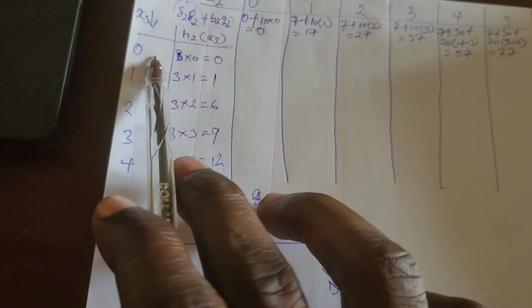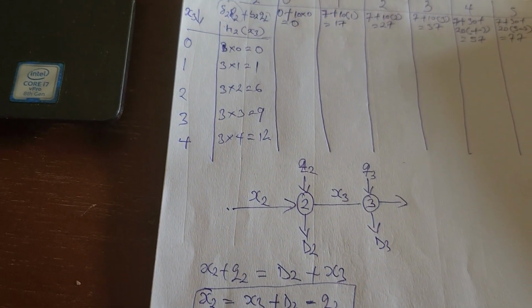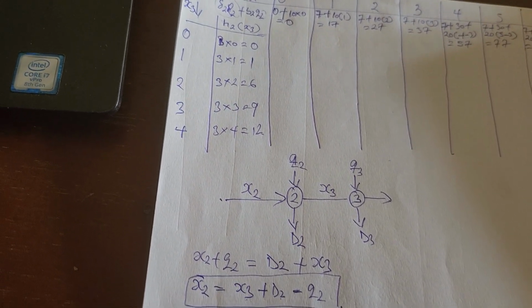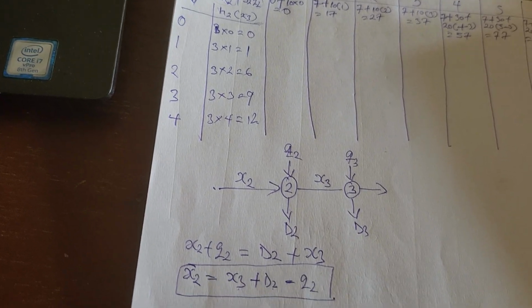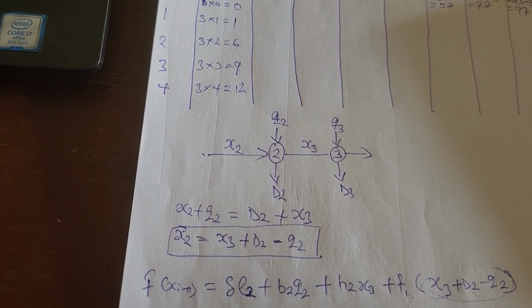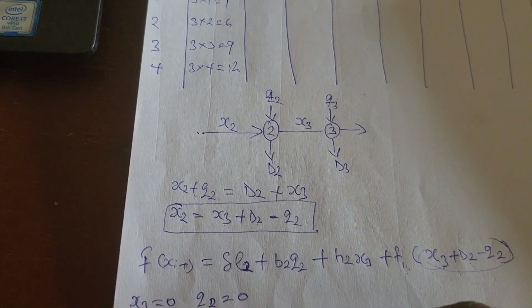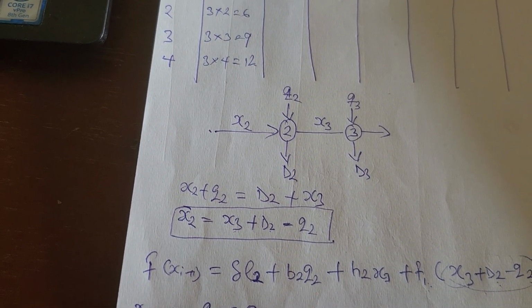So let's go straight to the first one. When X3 is equal to 0, when S3 is equal to 0 and Q2 is equal to 0. Let's quickly populate that. That's our f of X3 is equal to my purchase and my this thing here is 0, and my setup plus my holding here is 0 plus F1. My X3 is 0. My demand, I need to get my demand.